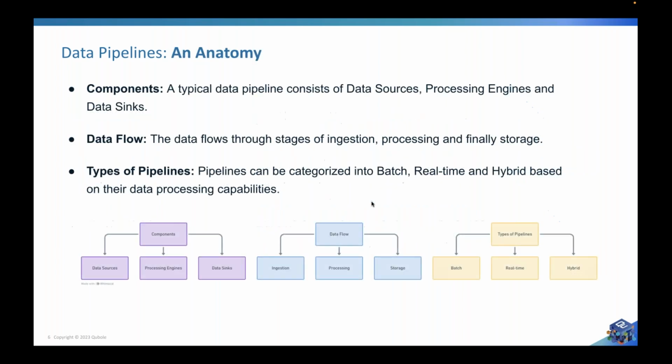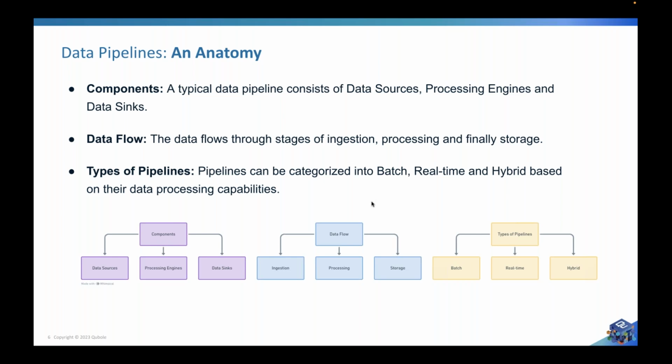Now, looking a step deeper into data pipelines, what is the anatomy of a data pipeline? There are three high-level components involved: data sources, processing engines, and data sinks. Data sinks are basically the targets where you will store the data.